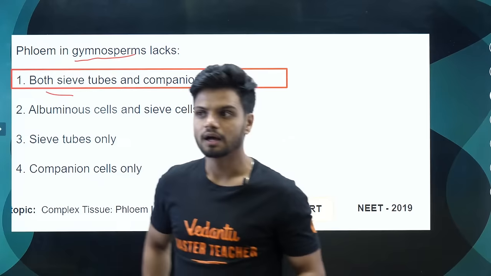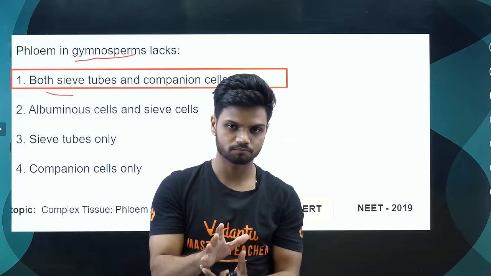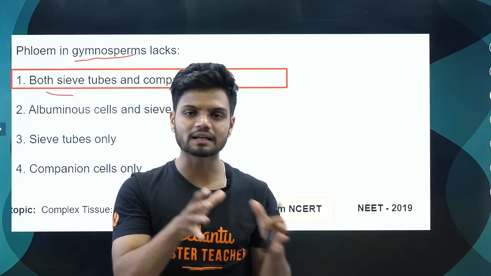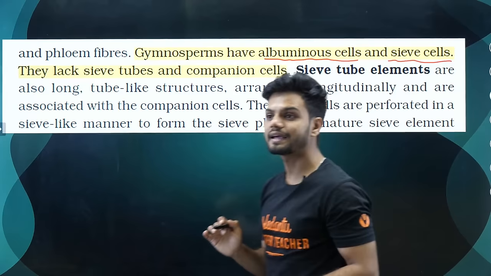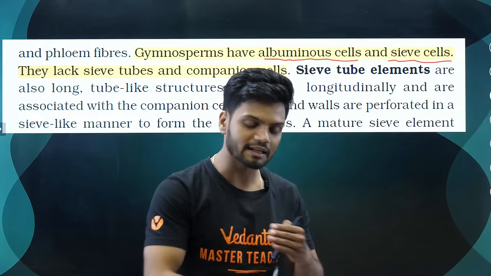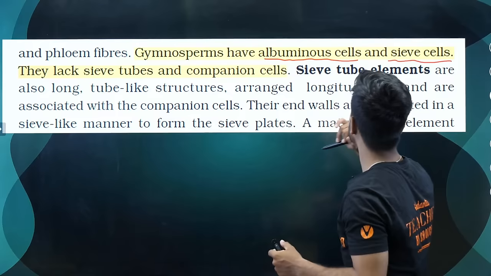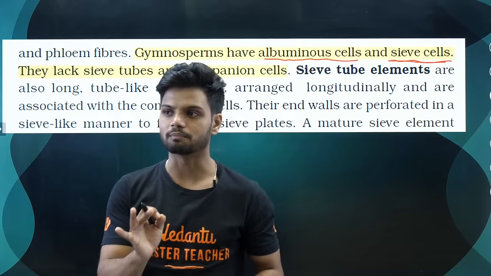Now tell me in the chat quickly: if the sieve tubes and companion cells are both absent, what is the alternative? There should be some alternative, right? What is the alternative which gymnosperms have? Gymnosperms have albuminous cells as well as sieve cells. They can ask you a question like this: which is the alternative to companion cells and sieve tubes? That is going to be your albuminous cells as well as sieve cells in the case of gymnosperms. Clear? Understanding?